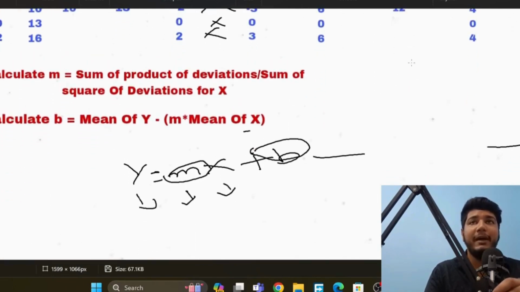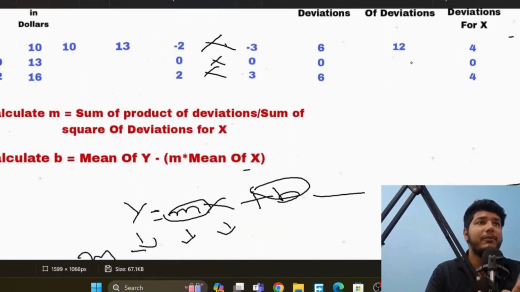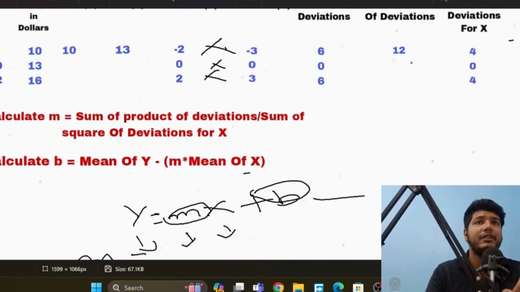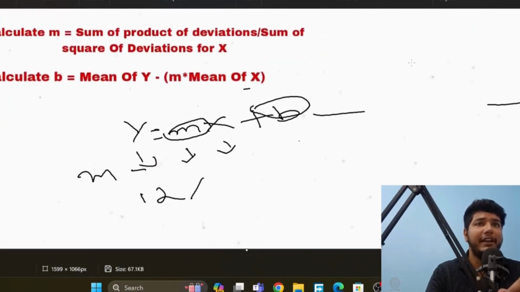So in order to calculate m, this is the formula: sum of product of deviations divided by sum of square of deviation for x. So what is the sum of product of deviation? Let's look. Sum of product of deviation is equal to 12, divided by 8, which is the sum of square of deviation. So when we divide it, what value do we get? We get 1.5.